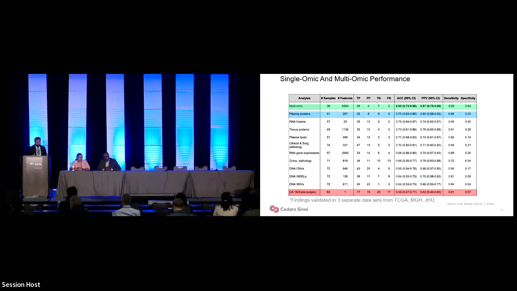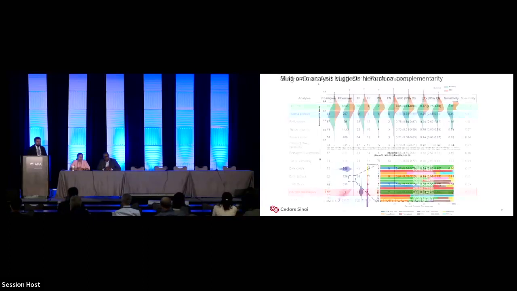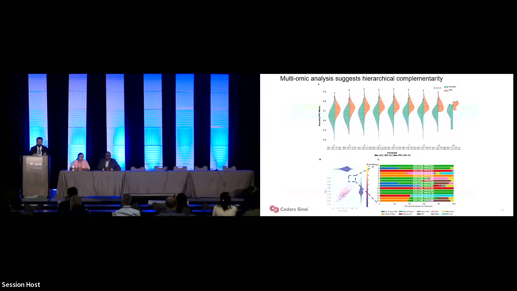And the best predictor was when you combine the entire multi-omic data set of DNA, RNA, protein, lipid, and digital pathology with clinical information. This, again, is a very potent technique, and you can see that even with plasma proteins, the positive predictive value of it and its accuracy is closer to 0.8, much better than what we would achieve with CA19-9.